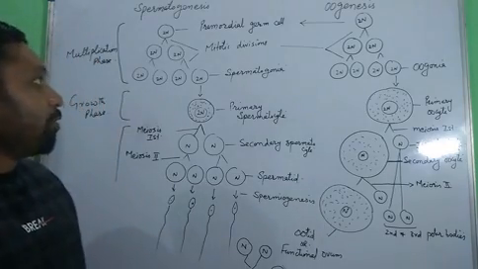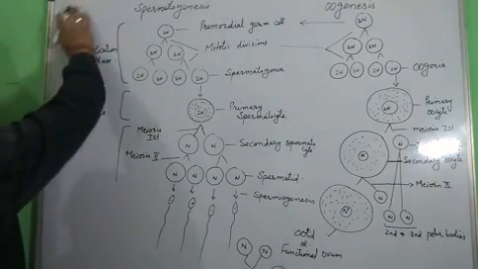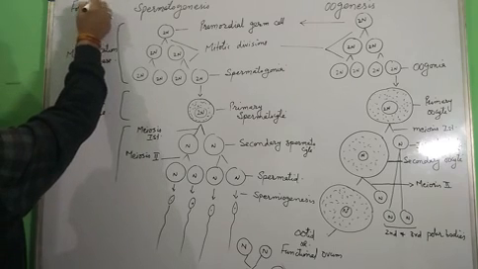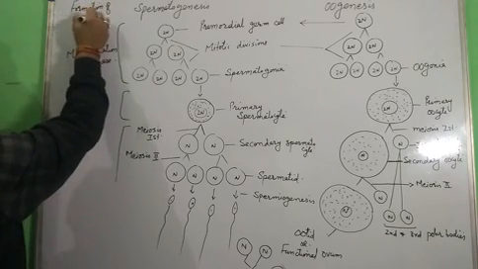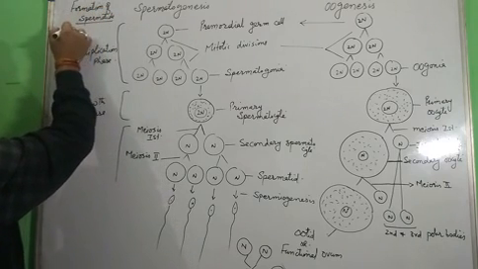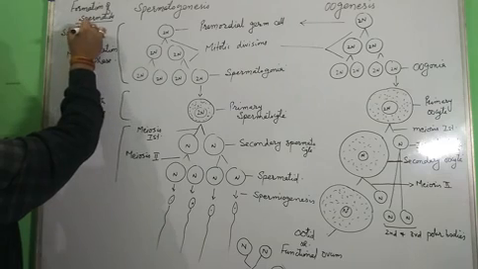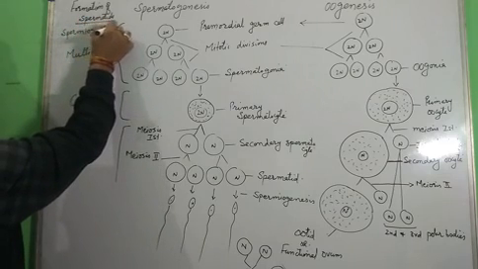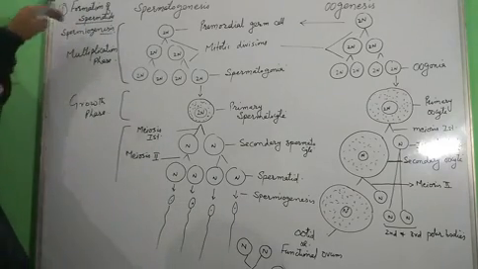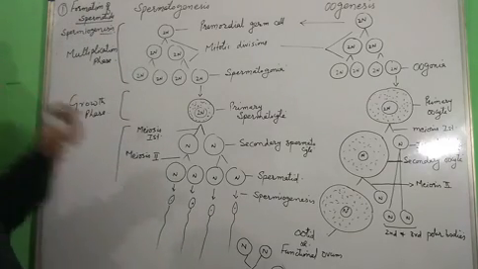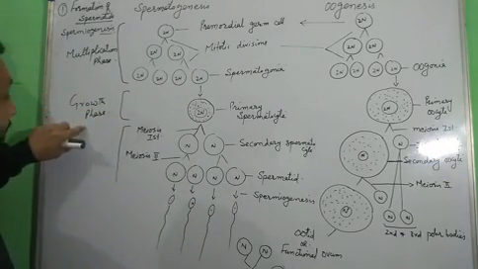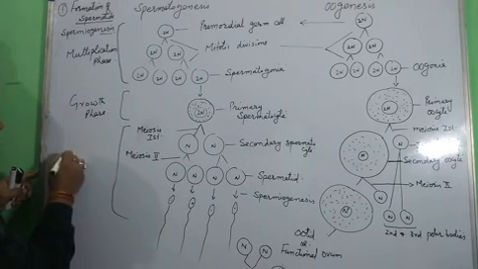Now spermatogenesis is divided into two main processes. The first process is formation of spermatids, and the second process is spermiogenesis. Now the first process, that is formation of spermatids, involves three subphases, that is the multiplication phase, growth phase and the maturation phase.